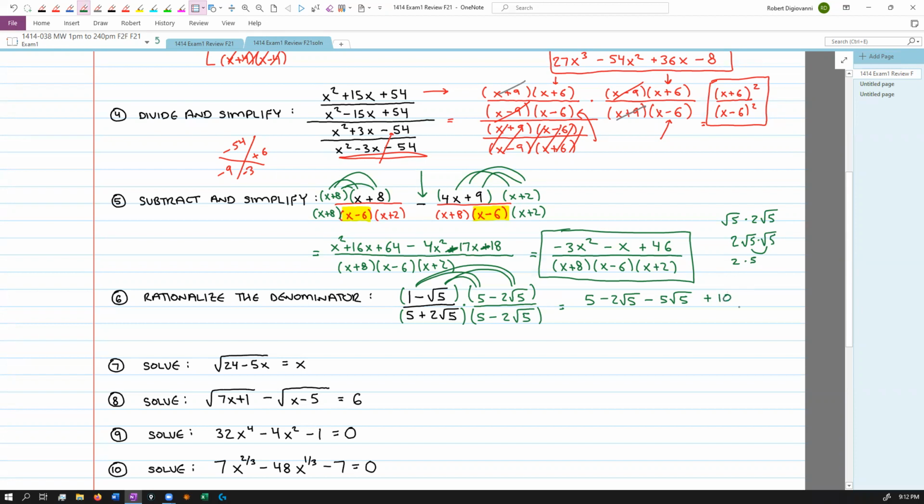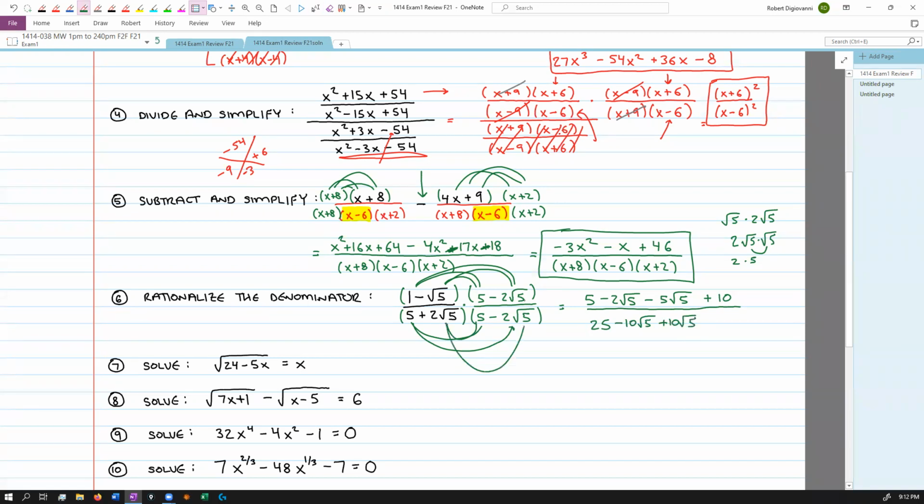And then that's all over. Now when I FOIL out the bottom, I get 25. Now the middle terms are going to go away because this times this gives me negative 10 root 5, but when I go in the middle one, I get positive 10 root 5. So those are going to cancel.